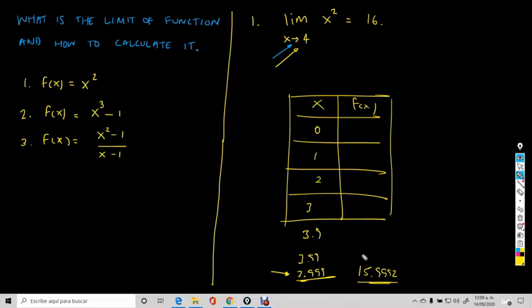It's basically we try to know to what value the function approaches as the value of the variable approaches a specific number, but never gets there. We never make the variable x equal to 4. That is extremely important for you to understand.